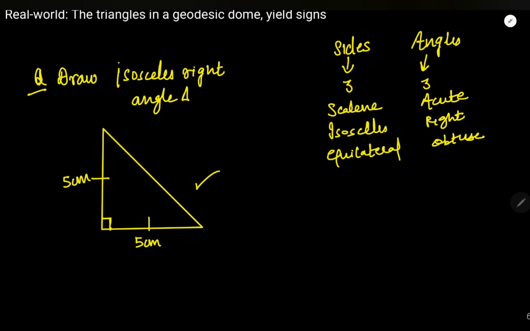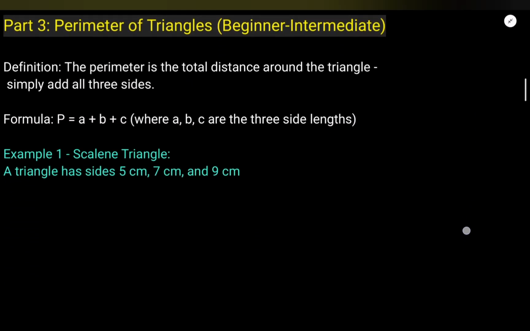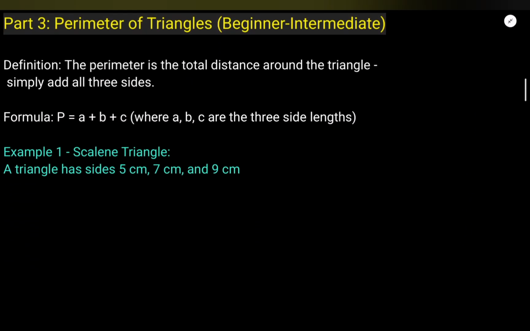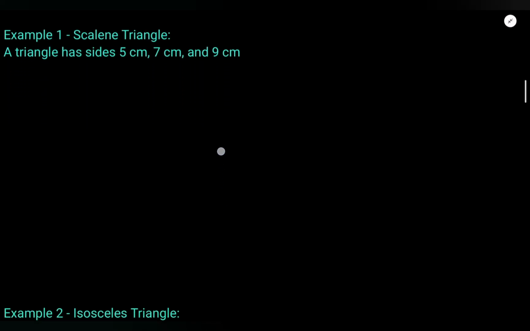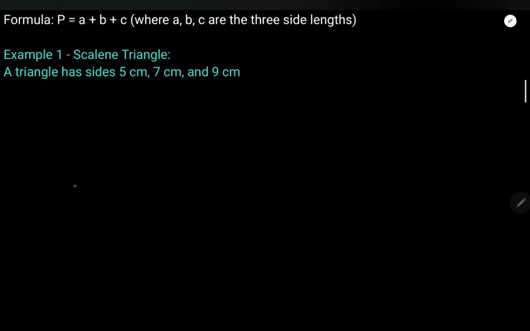So now after this we have the perimeter of a triangle. Perimeter is nothing, you just need to add the total distance or total boundary length. Boundary length means, suppose I have a scalene triangle. They are saying you have a scalene triangle. One side is 5, one is 7, one is 9, right?